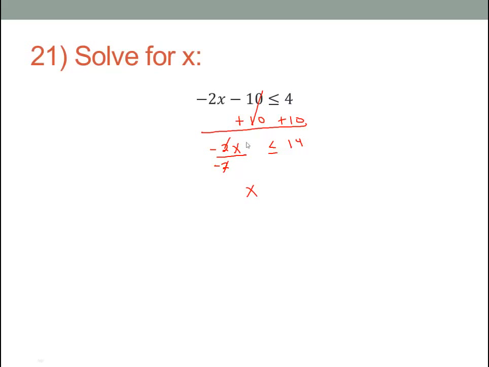But whatever I do on the left-hand side, I must do on the right-hand side. So I'm going to divide by negative 2 over here. Now remember that little rule with inequalities. If I multiply or divide both sides by a negative number, I must flip that inequality symbol around. So that will become greater than, x is greater than or equal to negative 7. So you only flip that inequality if you multiply or divide both sides by a negative number.